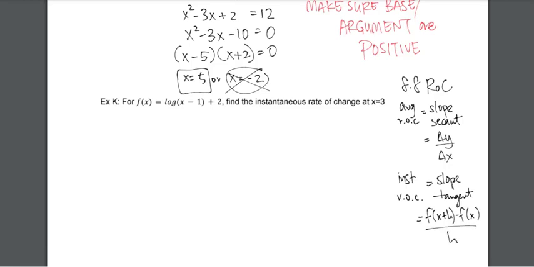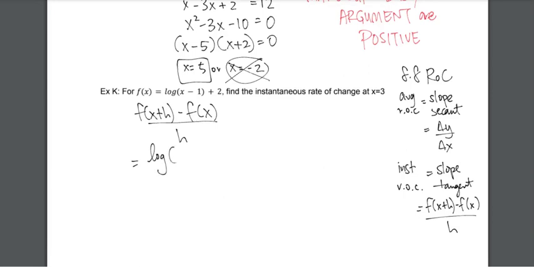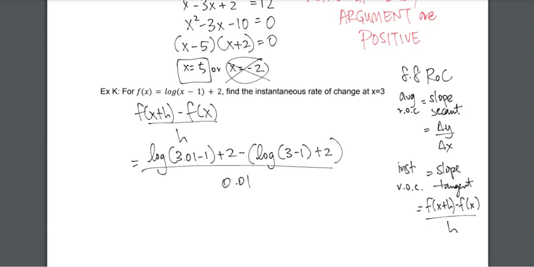Okay, so this question is asking for instantaneous rate of change. So we're going to do f of x plus h. And usually we use h as 0.01, 0.001, something like that, a very small number. So I'm just replacing with 3.01. So log of 3.01 minus 1 plus 2 minus log of 3 minus 1 plus 2, using brackets, over 0.01. You can just type that into your calculator. I'm going to type it in right now.